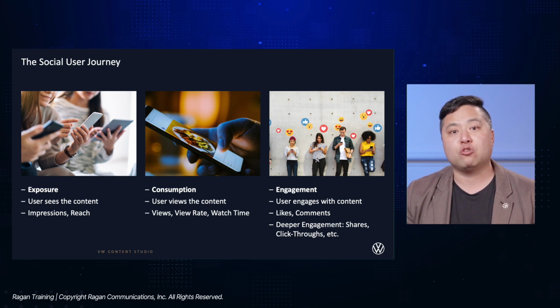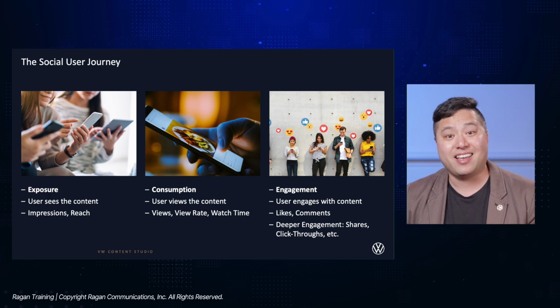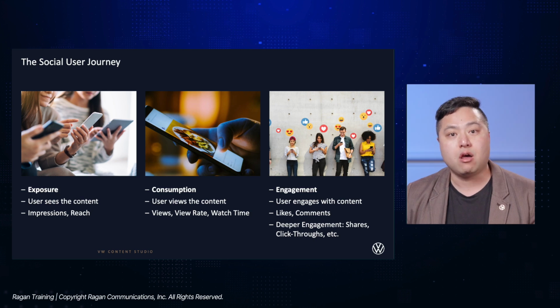And when you think about the social media metrics related to that, I like to think of things like impressions and reach. The next step in the social media journey is consumption. Once you're served up a piece of content, the user starts to take it in. They start to watch the video, or if it's a photo carousel, they start to scroll through and look at all the photos. So the kind of KPIs, or the kind of social metrics, you look at for that stage would be things like views, view-through rate, and watch time.